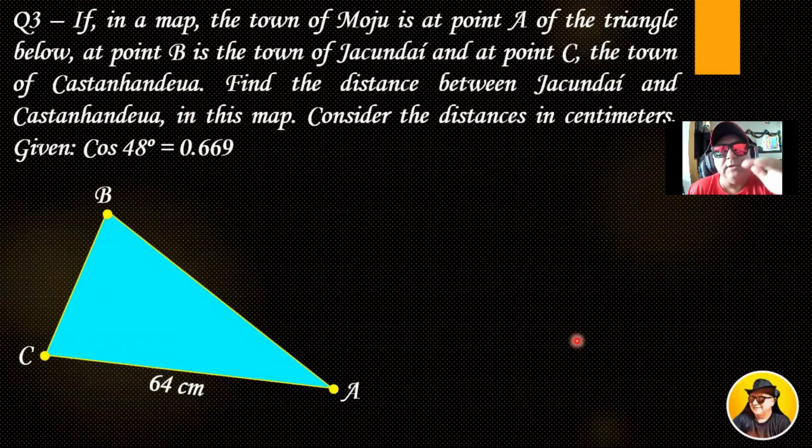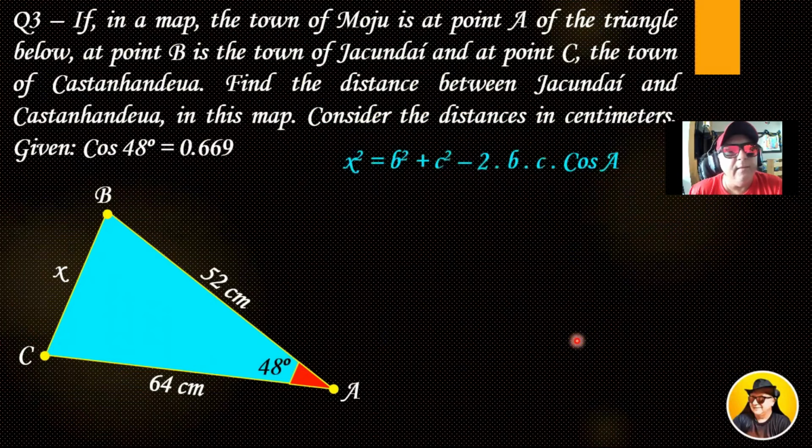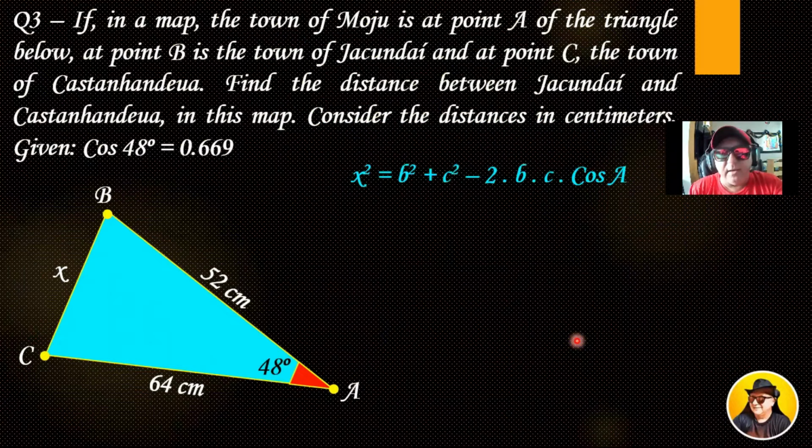According to the problem, AC is 64 centimeters. Remember, this is the distance in the map. The distance between A and B is 52 centimeters, and I want to find the distance between B and C. There is an angle here. This angle is 48 degrees, probably. Let's check. Let's do the question.